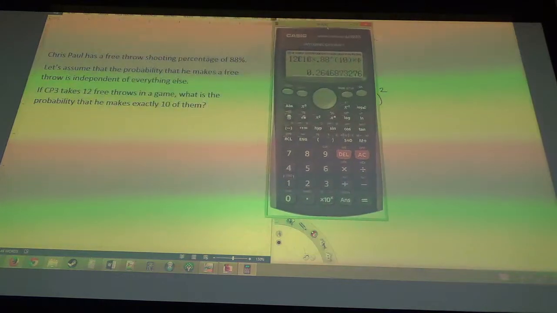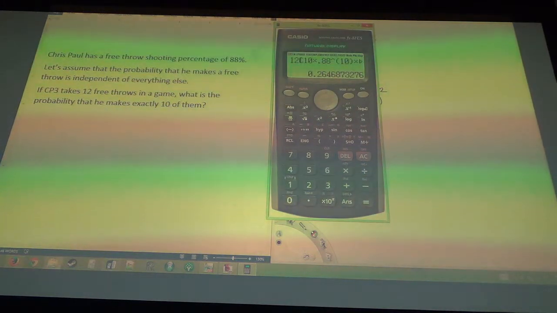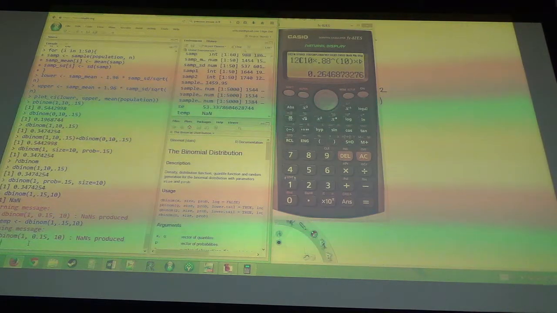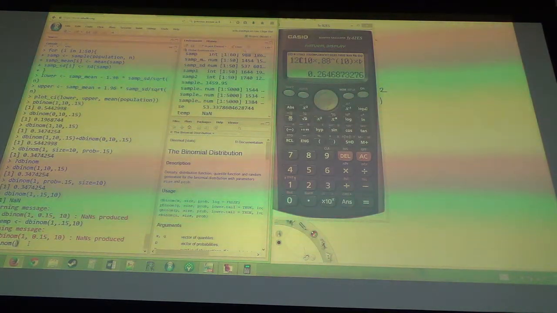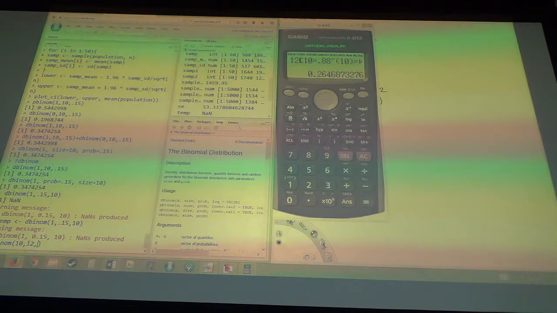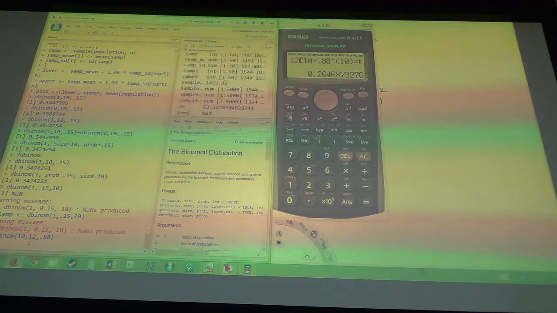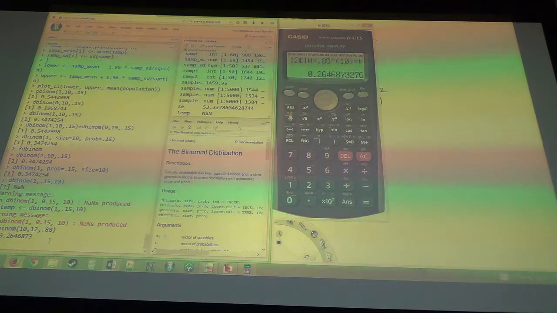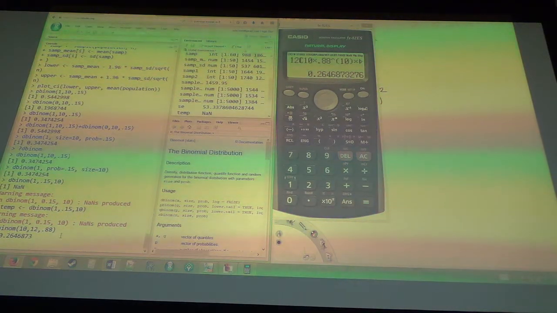This is what I have right here. Suppose we can go to RStudio and just check dbinom(10, 12, 0.88). And R agrees with me. So let's go.